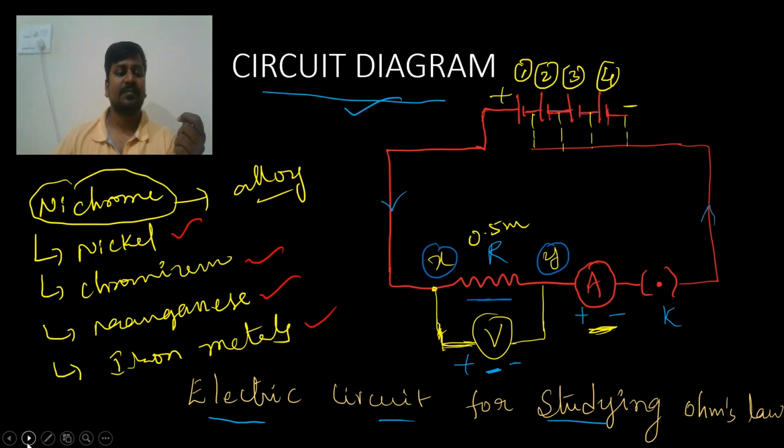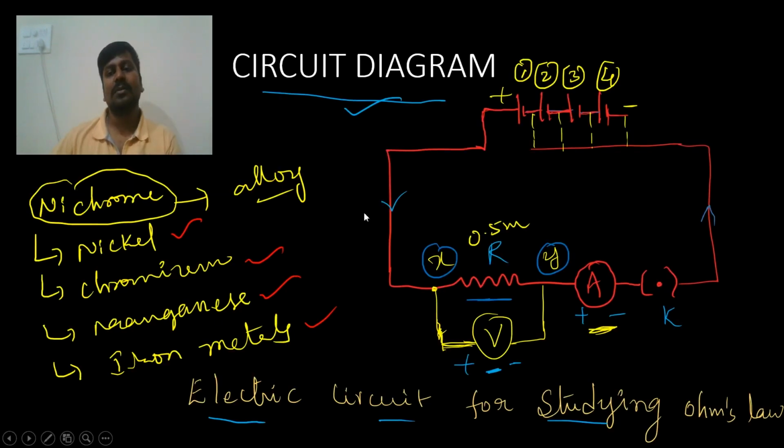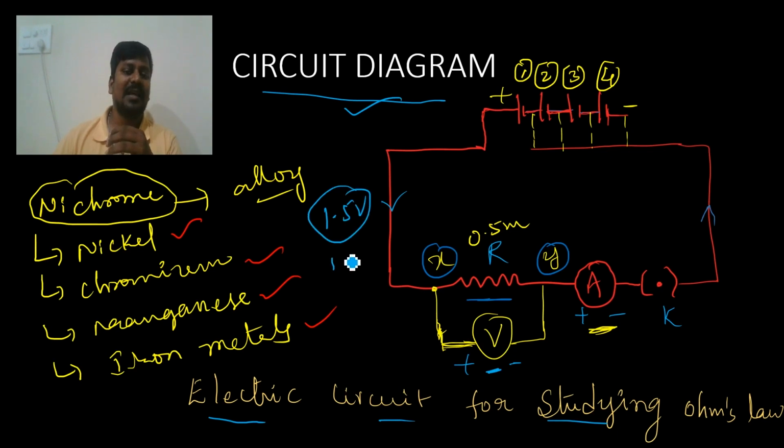Next, you can see, initially what we have to do: first we have to take one cell and connect. One cell is nothing but 1.5 volts. One cell we have to connect first, and that's the reason you can observe the dotted line here. Then you have to measure the ammeter reading and voltmeter reading.